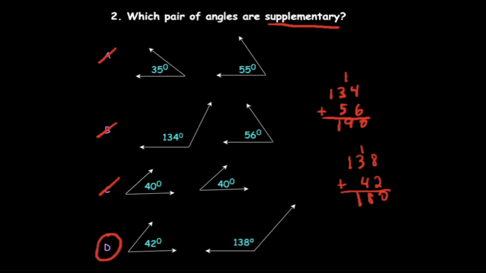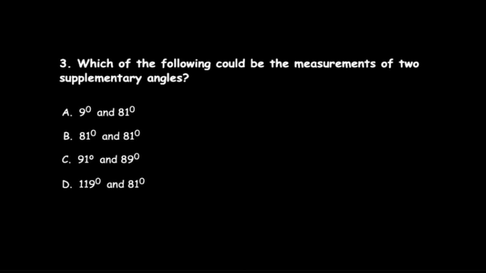So let's move on to question number 3. Which of the following could be the measurements of two supplementary angles? Here we are looking for the measurements of two supplementary angles. Remember, those measurements add up to 180 degrees, forming a straight line. Answer choice A: 9 degrees and 81 degrees. Well, this is not supplementary, right? Because this adds up to 90 degrees.